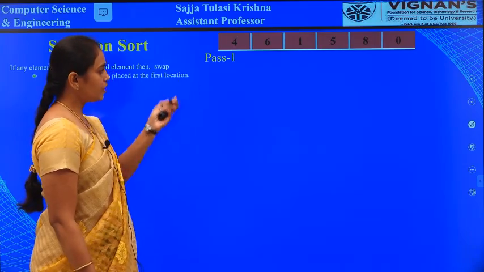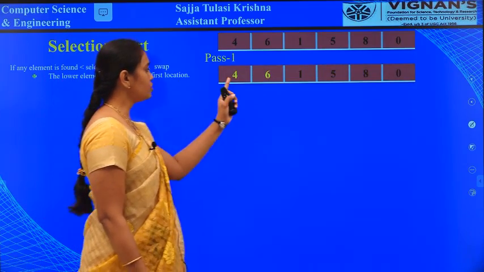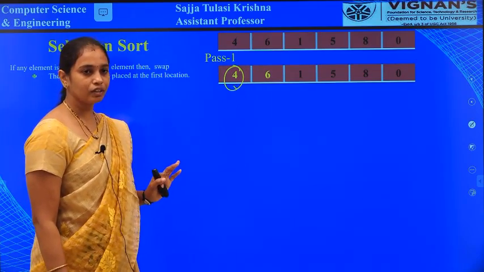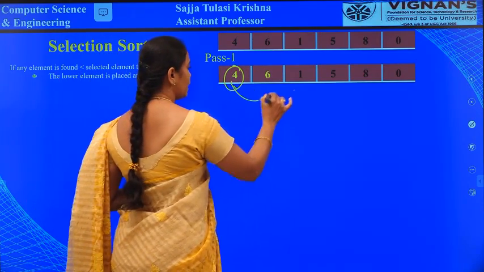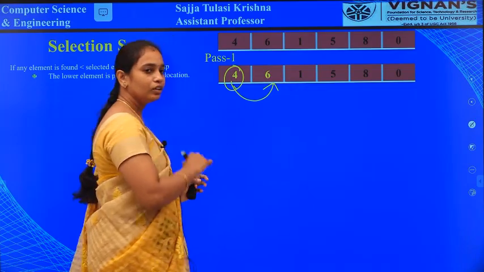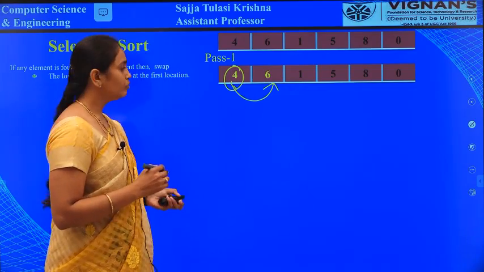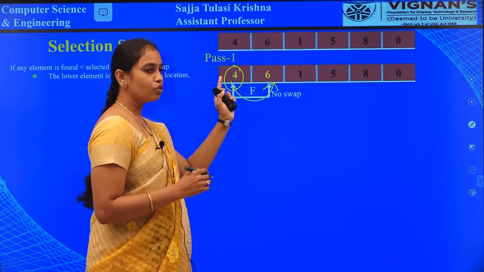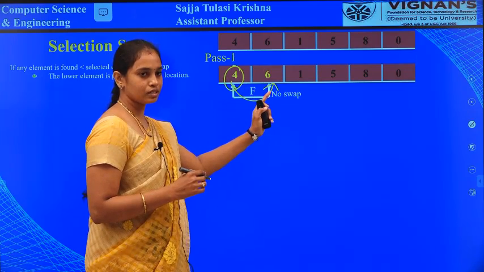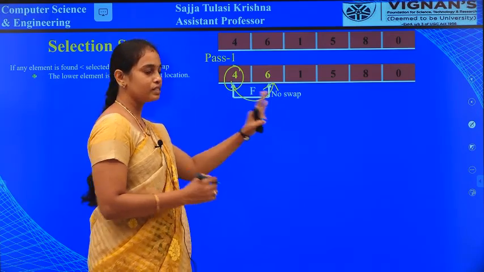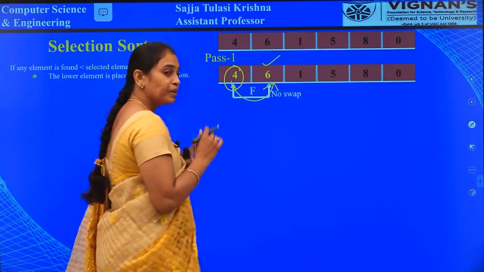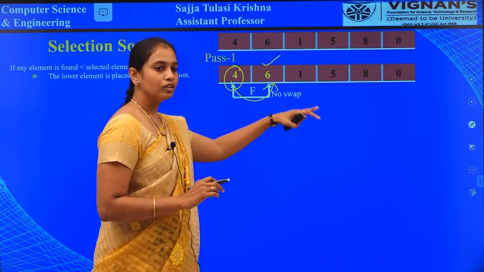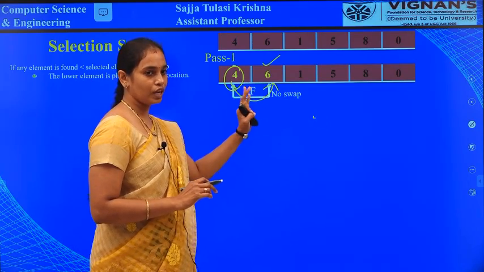In the first pass, we have to select the first element as the selected element. Now that selected element is compared with the next element. Is 4 greater than 6 or 4 less than 6? 4 is less than 6, meaning 6 is bigger than the previous one. So the condition failed. No need to swap these two elements.